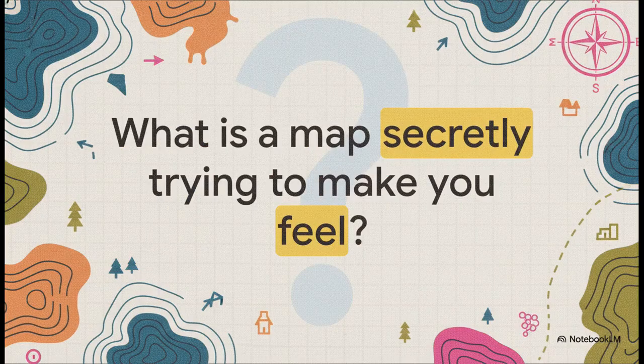So think about the last map you looked at. What was it secretly trying to make you feel or focus on? The next time you open a map, whether that's on your phone or watching the news, I really want you to dissect it. Look right past the basic geography and try to uncover those hidden design choices. Find the visual hierarchy and those intentional sacrifices we talked about that are secretly guiding your eyes and your emotions. What story is that map actually telling you?